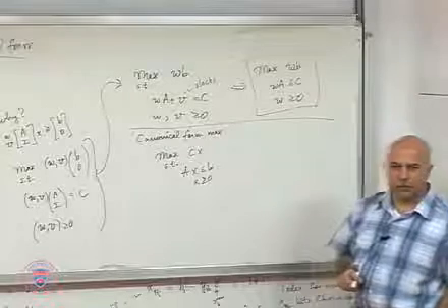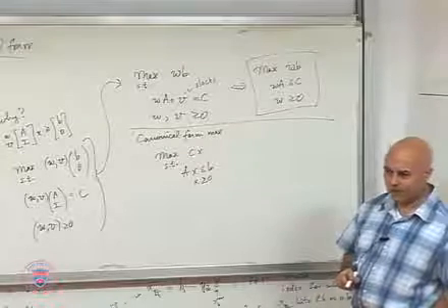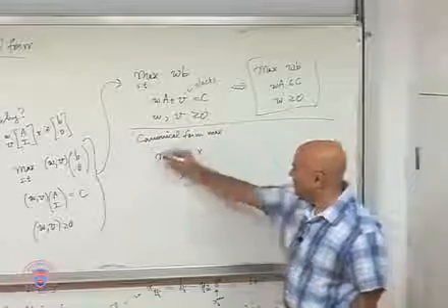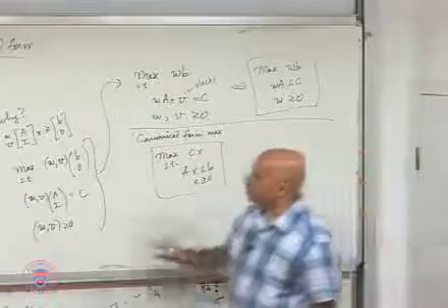I must have given you these at the beginning of the course. Did I give them? Okay, yeah. I remember all of a sudden. Okay, so that's the canonical form maximization.